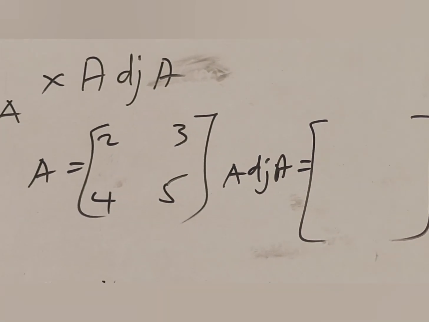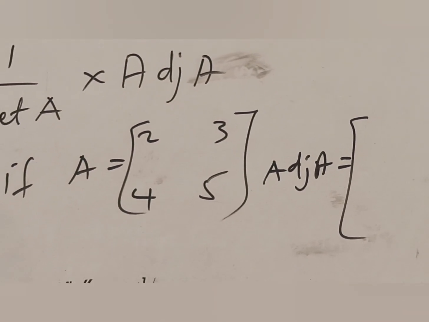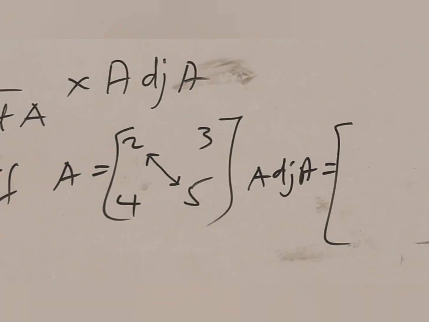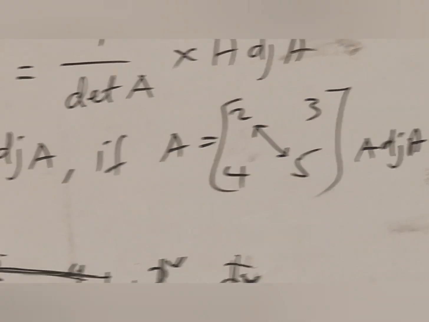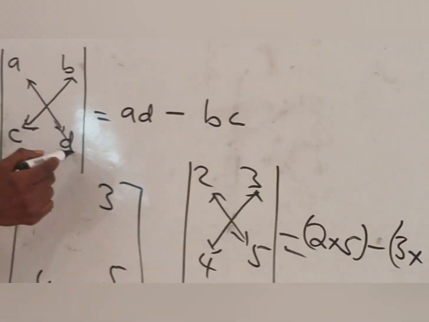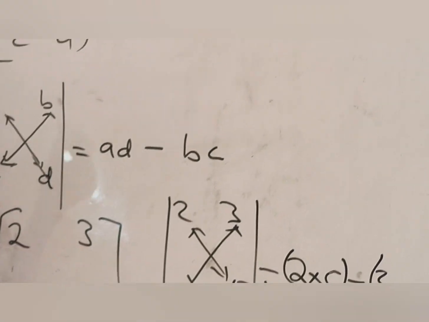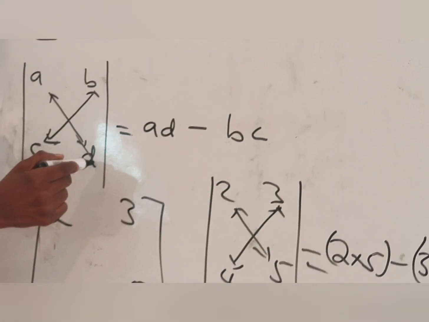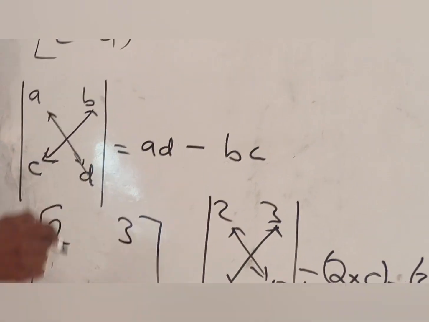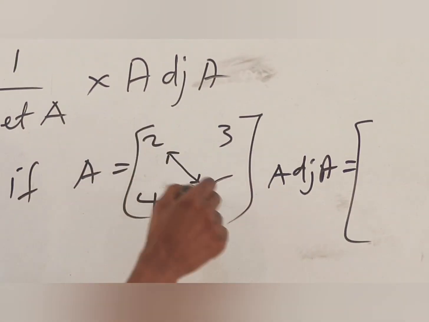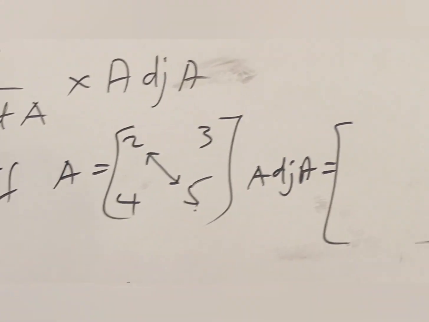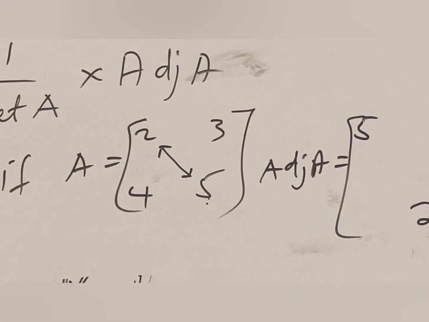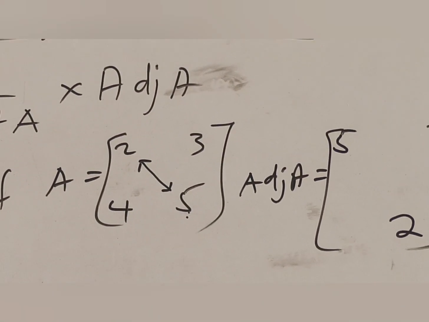Are you watching? The adjunct of a 2 by 2 matrix is obtained by interchanging these positions, these entries. For the determinant, we multiply these entries. But for the adjunct, we interchange these positions. So we are going to interchange 2 and 5. Bring 2 here and put 5 here. So bring 5 here and put 2 there. Are you all watching? That's how we find the adjunct.